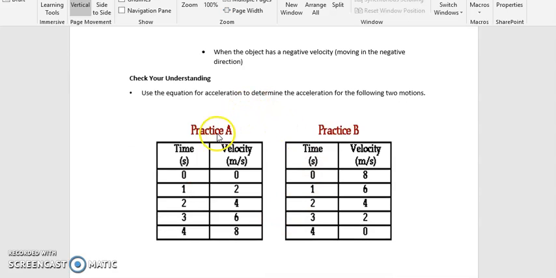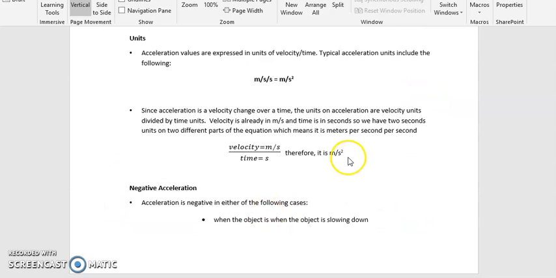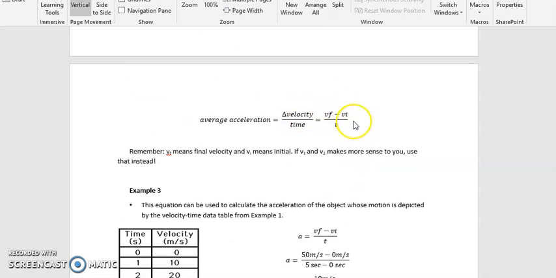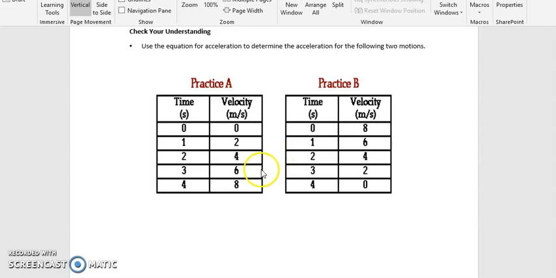So here is a couple practice questions for you, question A and question B. So I want you to calculate the acceleration for these two different motions, just to get some practice using this formula up here, okay? So read through these notes, do these practice questions, and if you have any questions, send me a message on Edmodo.